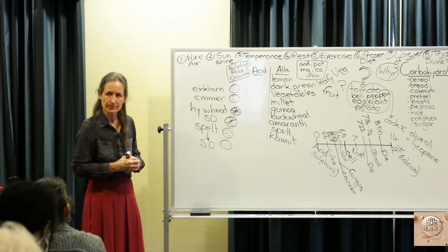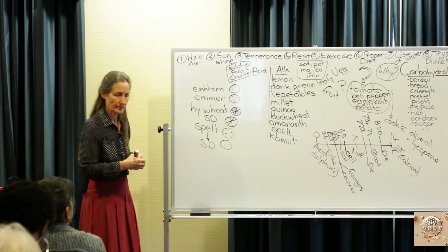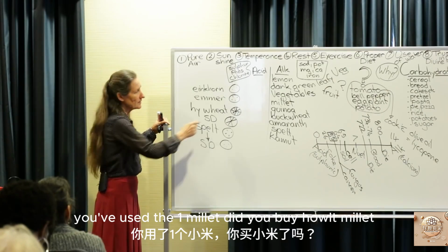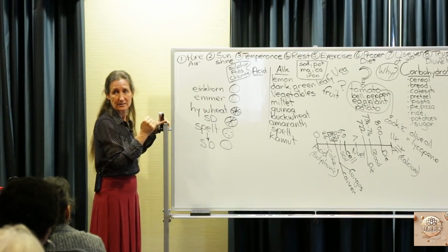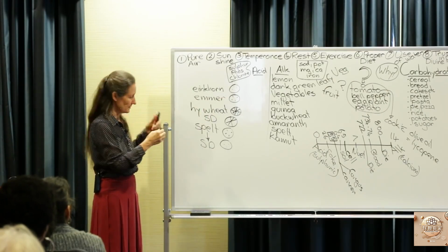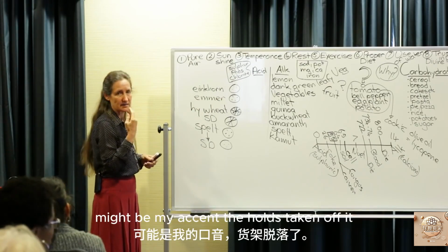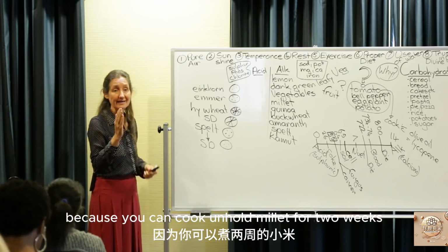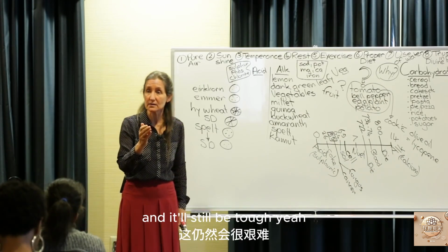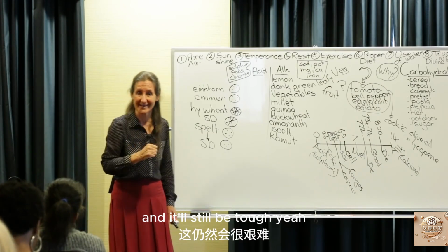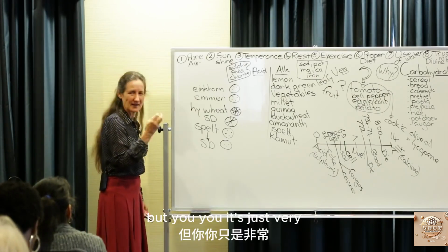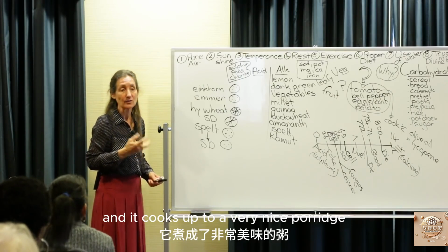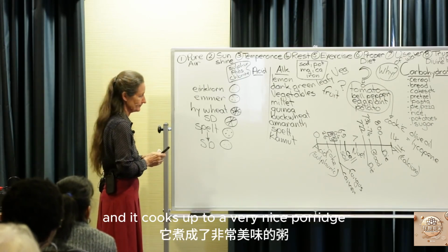What's the best way? Because I've used the millet, but it's so tough. You've used the millet? Did you buy hulled millet? Hulled. Might be my accent. The hull's taken off it. Because you can cook unhulled millet for 2 weeks and it'll still be tough. Yeah. But we just buy the hulled millet and it cooks up to a very nice porridge.